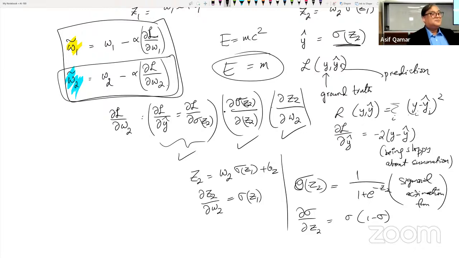Do you see that, guys? This part I can compute from the chain rule. Lovely. So let's celebrate that.